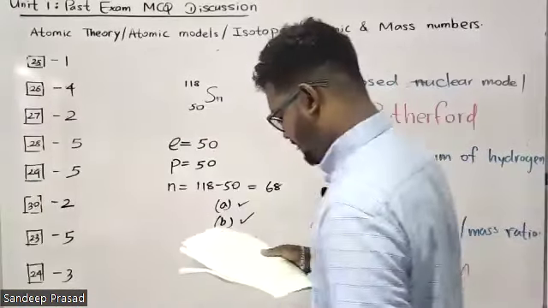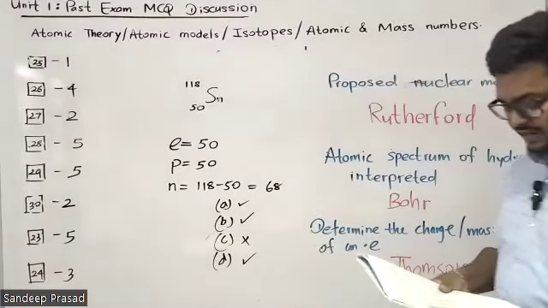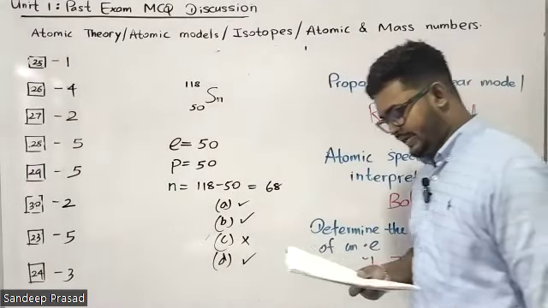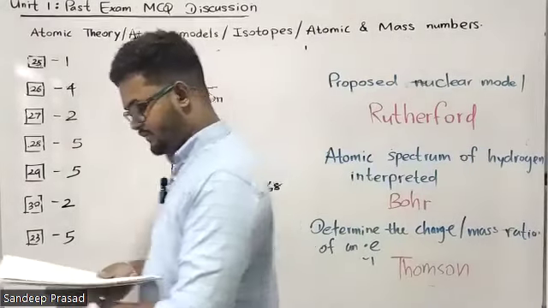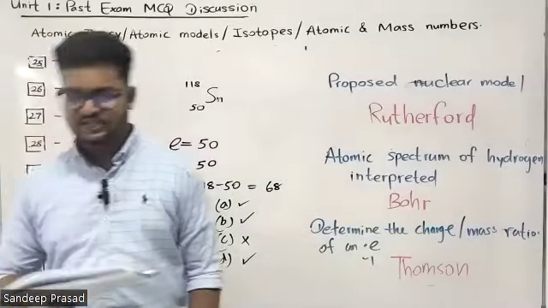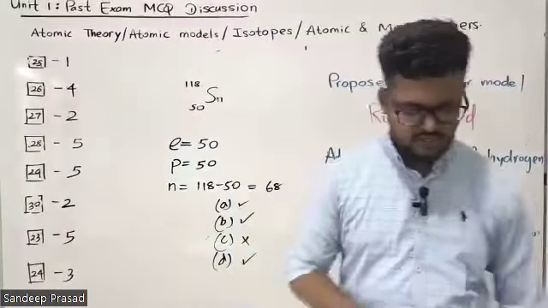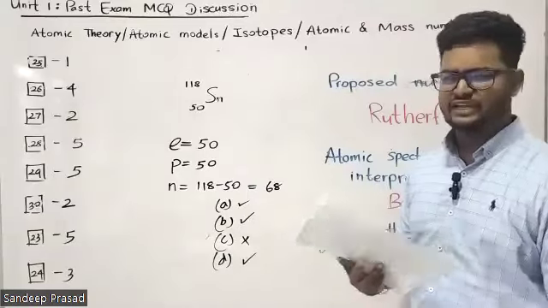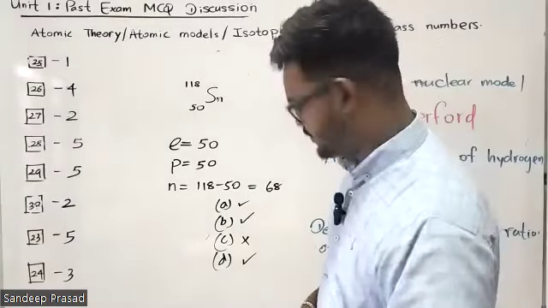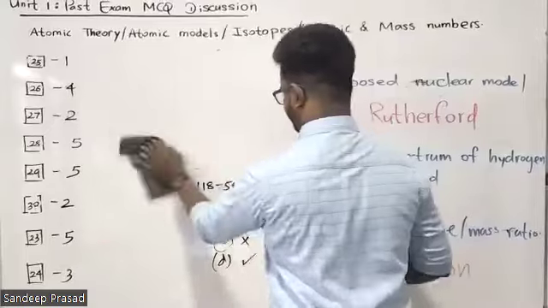Question number 31. Which of the following statements are true? Electrons have particle as well as wave properties. Yes, we discussed that one according to the de Broglie's equation. A proton is heavier than neutron. Is that correct? So I told you that at the beginning. What is the mass of a proton?